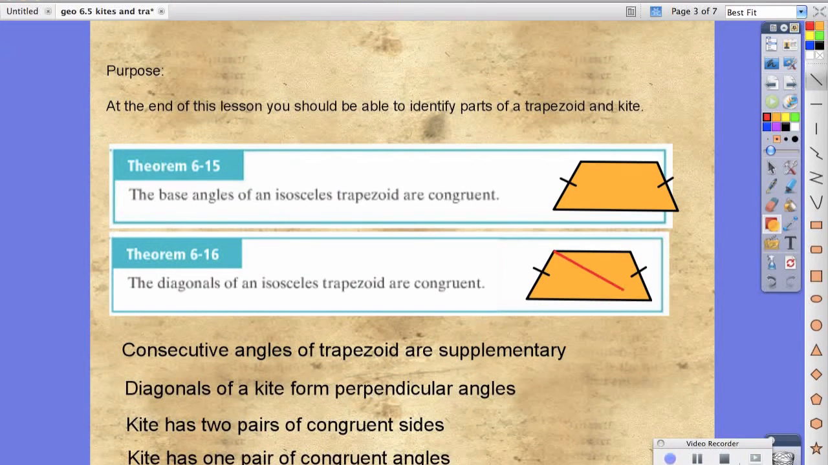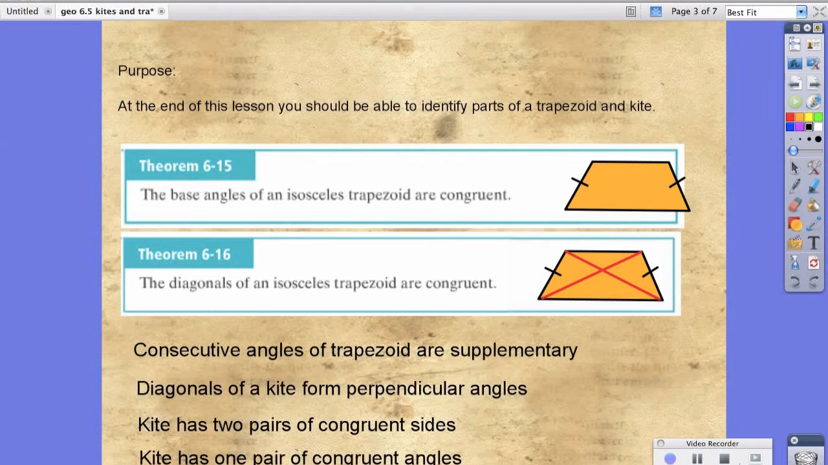which means that this angle and this angle are congruent. And let's go over the last four. It says consecutive angles of a trapezoid are supplementary. That means that this angle and this angle are supplementary.